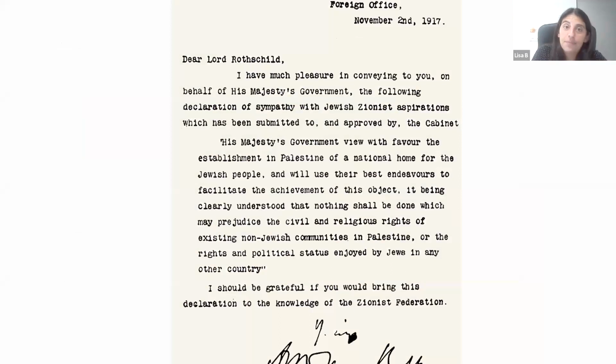Dear Lord Rothschild, I have much pleasure in conveying to you, on behalf of His Majesty's government, the following declaration of sympathy with Jewish Zionist aspirations, which has been submitted to and approved by the Cabinet.